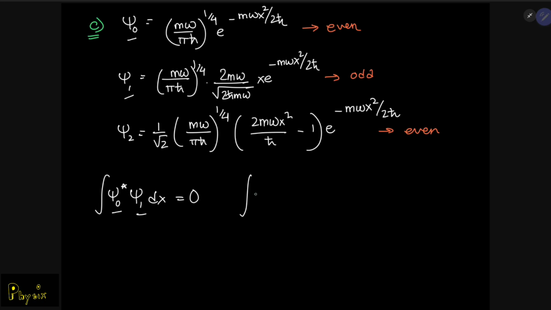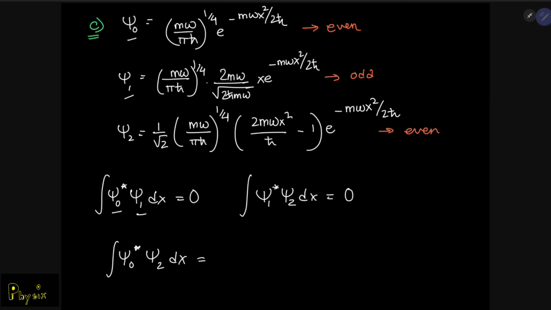Same goes for the integral of psi of 1 star times psi of 2 dx. You're dealing with an odd function and an even function. So when you multiply them, you basically get an odd function, and the integral of an odd function is 0. So what's only left to test out is the integral of psi 0 star times psi 2 dx. So let's test that out.